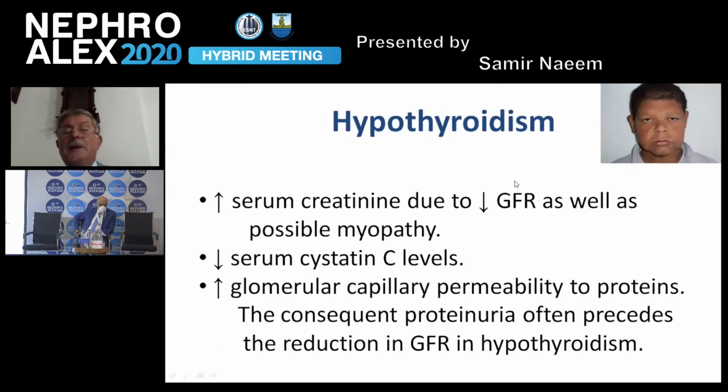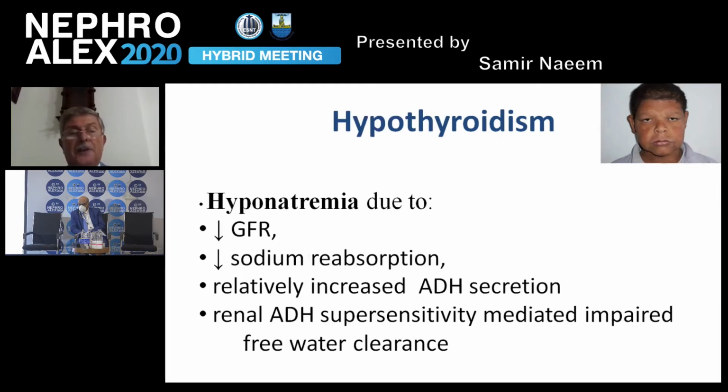On the other hand, with hypothyroidism, you expect the serum creatinine to be elevated due to diminished GFR and the cystatin level to be low. So this is in hypothyroidism. In addition, there is increased glomerular capillary permeability leading to some protein leak. So it is not uncommon to see proteinuria in these patients. And all these changes are corrected whenever you control the hypothyroidism.